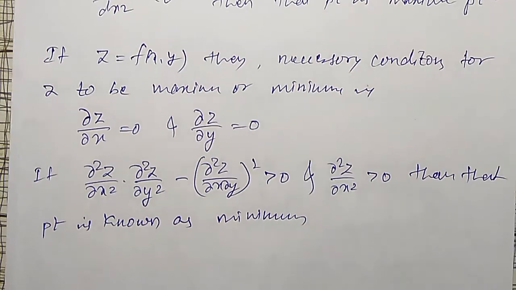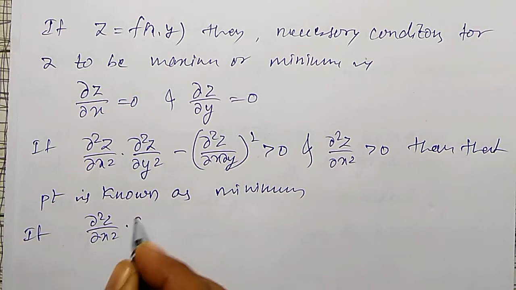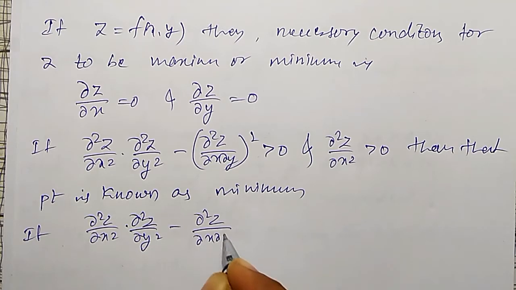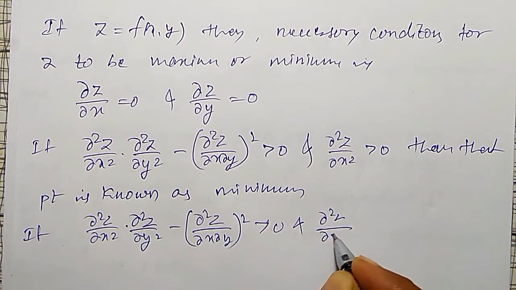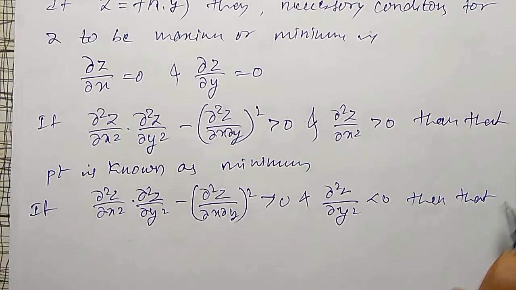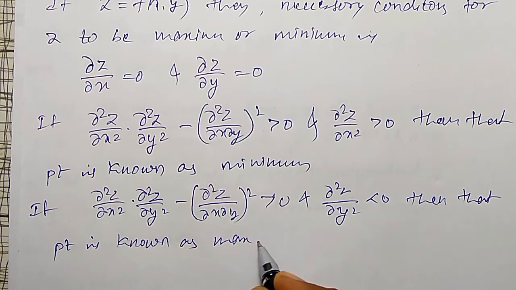And if dou square z by dou x square into dou square z by dou y square minus dou square z by dou x dou y the square is greater than 0 and dou square z by dou y square is less than 0, then that point is known as a maximum point. Correct? Maximum point. These two conditions were already discussed.